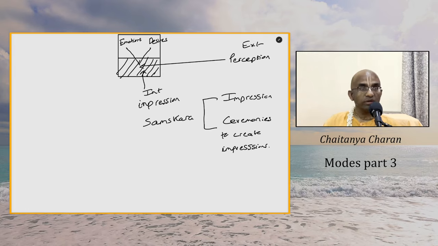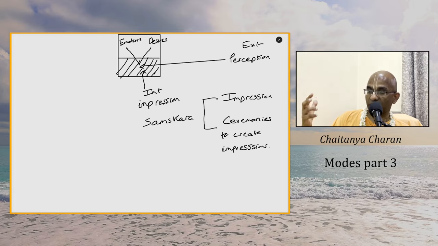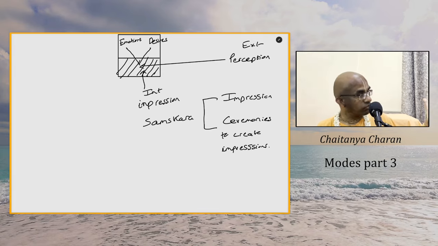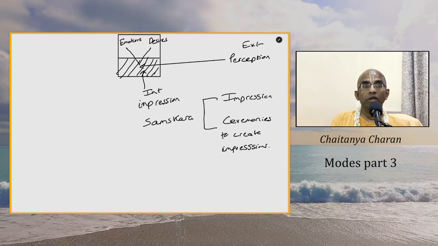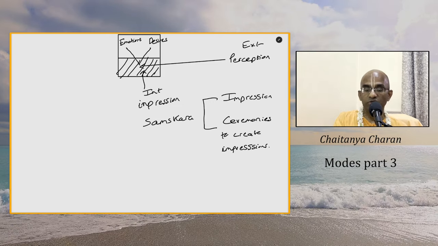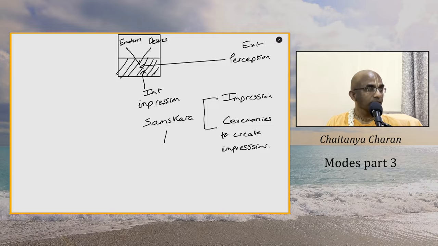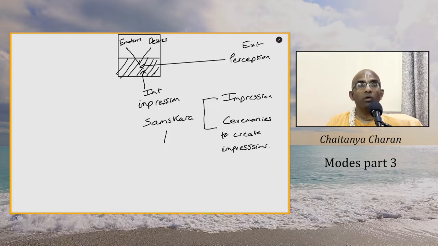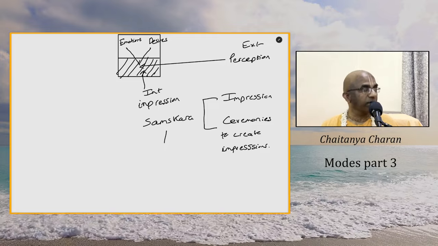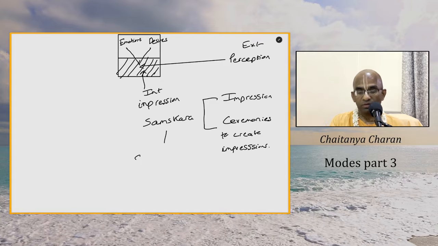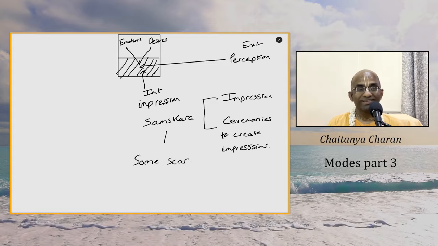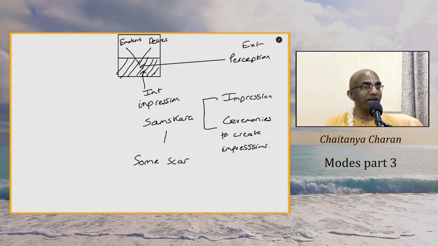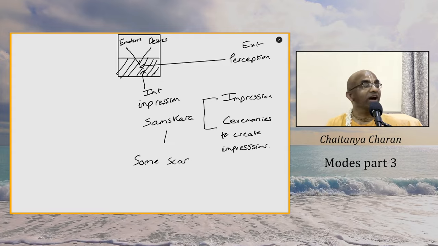That it refers both to the external ceremonies or activities that create the impressions, and also to the impressions inside us. Now when it refers to the impressions inside us, quite often the word samskar is used negatively. It can be used positively also. Oh, I have some dark samskars, I have some negative samskars. So in that sense, you can think of samskar as some scar. Everybody has some or the other scar within them.